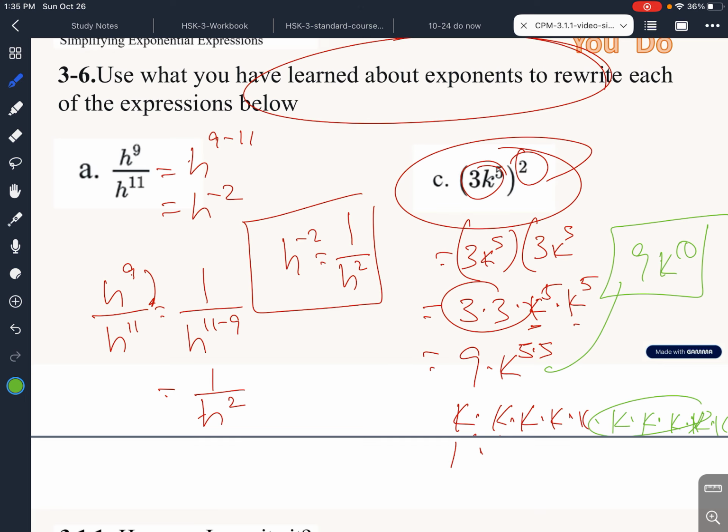So I hope that helps, and we'll practice some tomorrow, and we'll also move on to these negative exponents tomorrow as well. Or I'm sorry, Tuesday.